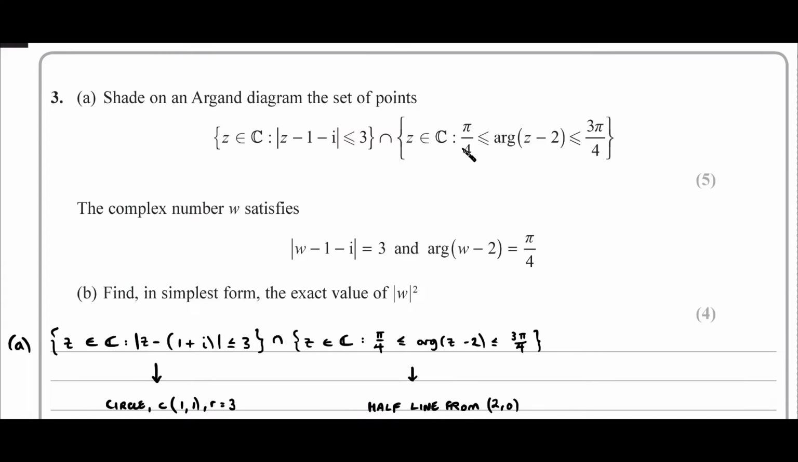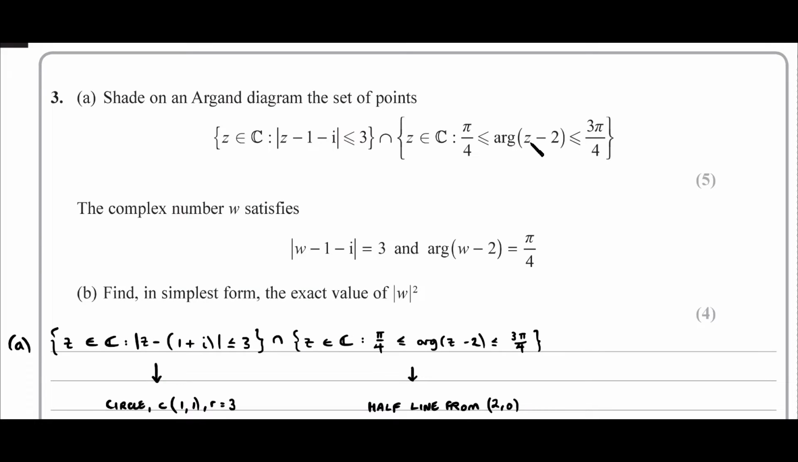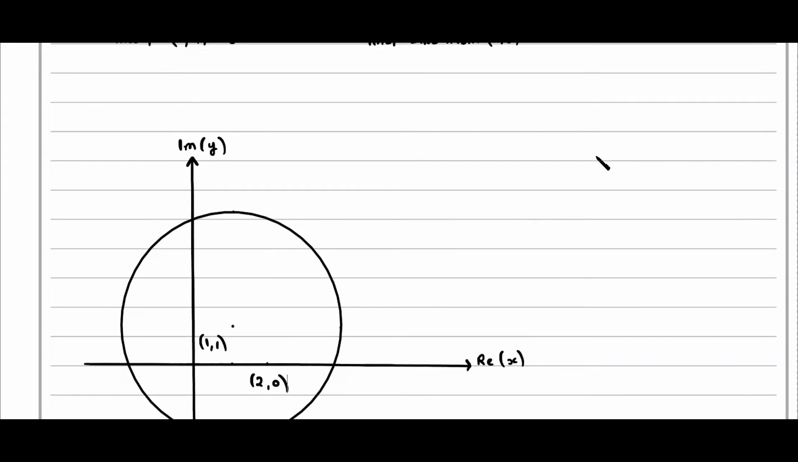So in between these two angles we have 3 pi over 4 take away pi over 4, which is a half pi, 90 degrees. So we have a V shape, and we want the argument to be greater than or equal to pi over 4. So that's anything above the line pi over 4, but less than or equal to 3 pi over 4. So we have first of all our line 3 pi over 4.